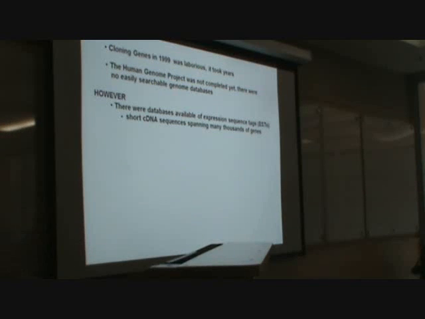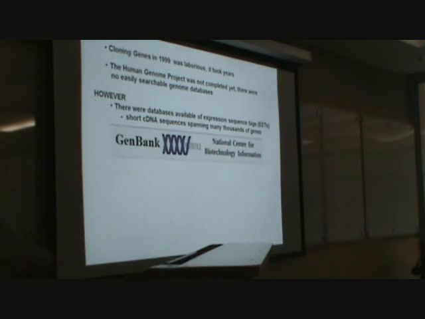So there were cDNAs, and they spanned many thousands of genes across many organisms. And so you could start looking at those sequences. And I purposely picked the circa 1999 logo from NCBI, the National Center for Biotechnology Information, just to show you that this has been a stalwart of informatics for many basic scientists.